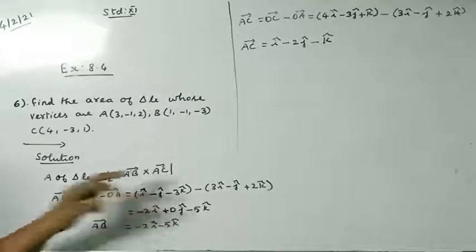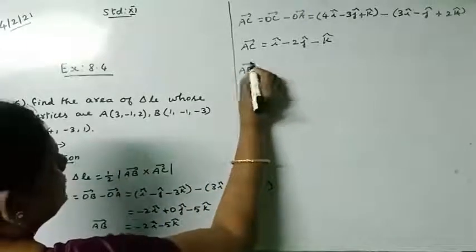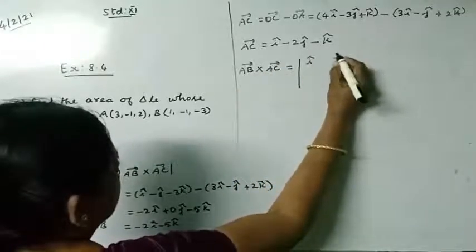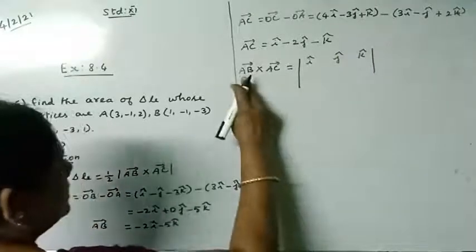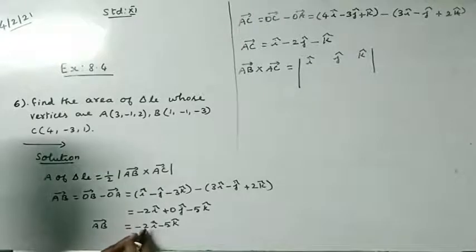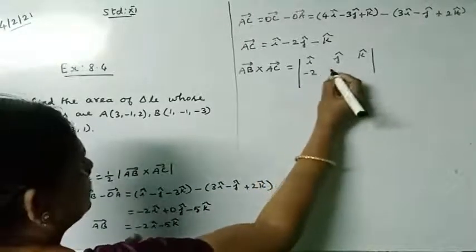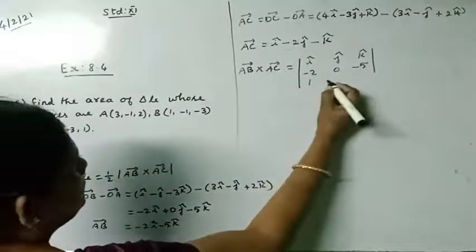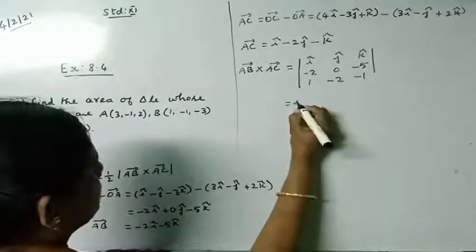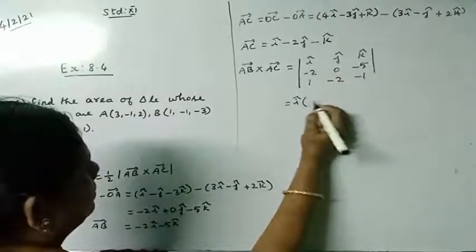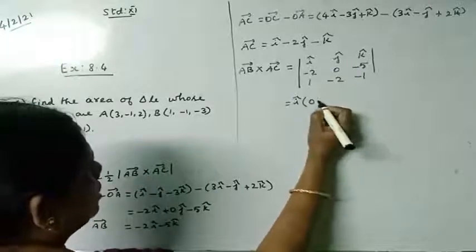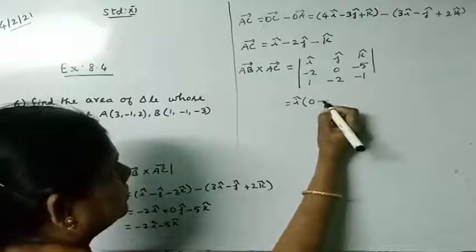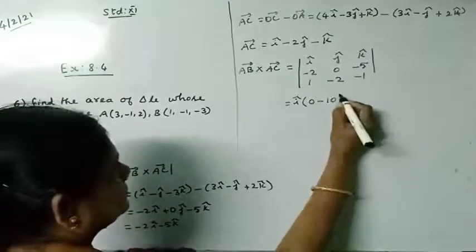And then find AB cross AC. So AB vector cross AC vector is equal to, take a determinant i, j, k. Now AB vector is here; its coefficients are minus 2, 0, minus 5. And the AC vector is here; its coefficients are 1, minus 2, minus 1. Which is equal to i cap of, take this minor: 0 into minus 1 is 0, minus minus 2 into minus 5 is plus 10. Here there is a minus, so plus minus minus 2 fives are 10.